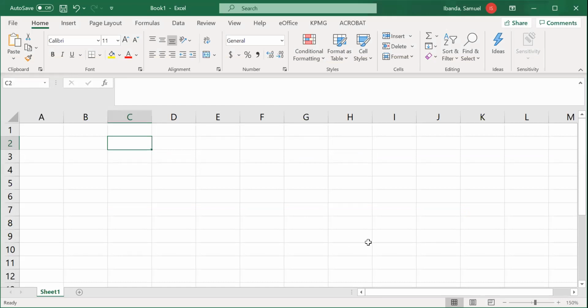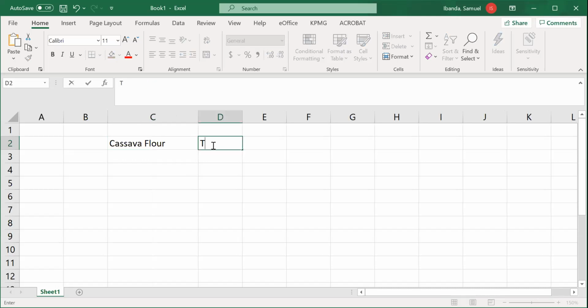So coming here, since we have agreed that we're now going to draw up a profit statement, we are going to list the different products that we have. So the question told us we have cassava flour, and then we have another product, which is starch.